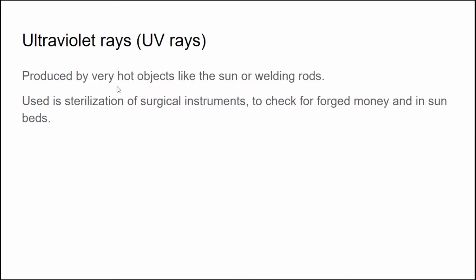Ultraviolet rays are produced by very hot objects like the sun or welding rods, which are used to join metals. They are used in the sterilization of surgical instruments. They are used to check forged money and in sunbeds. Visible light is produced by luminous objects, and it's used to see objects and in optic fibers. This is a pretty common one.